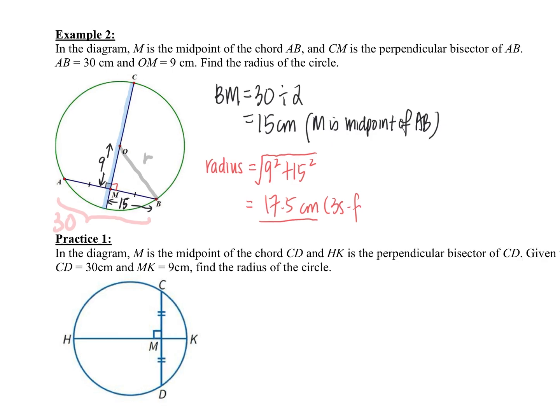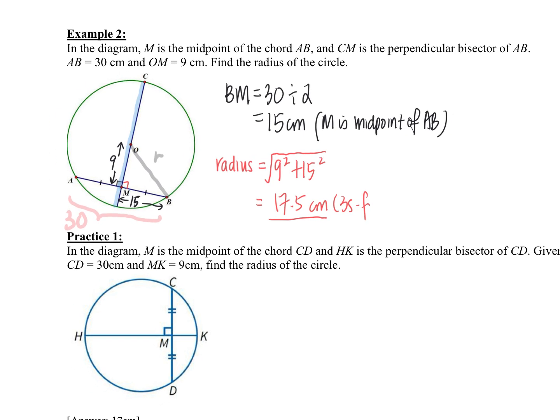Okay, next one. M is the midpoint of the chord and HK is the perpendicular bisector of CD. So I have a perpendicular bisector. Then they tell me this is 30. They tell me this is 9. So how to find the radius? How can I do this question? What should I find first? CM.